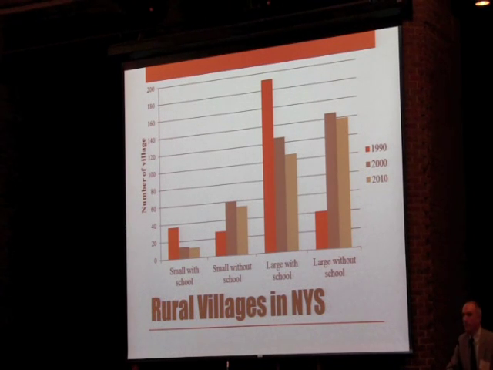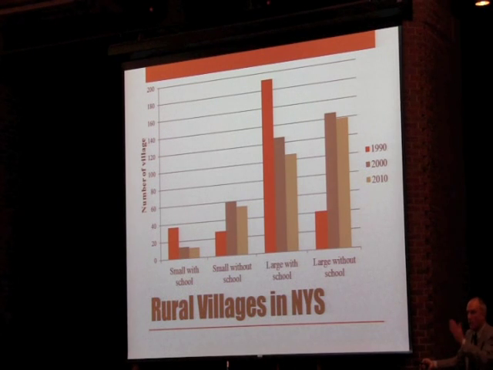Okay, a little bit of data. Small with school, when I say small, that's villages. You know what a village is defined as. Villages are 500 or fewer people. Okay, that's the left side, with a school and then without a school. So right here, in 1990 is the red line. You had nearly 40 small villages with school buildings. By 2000, you're down to probably 23, 24, and a little bit lower in 2010.